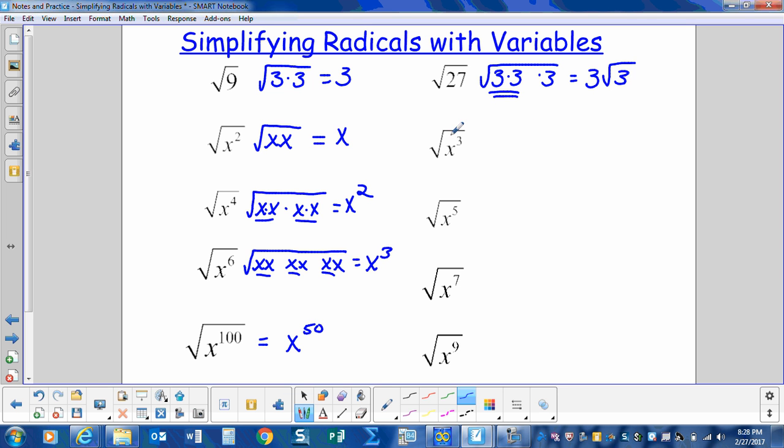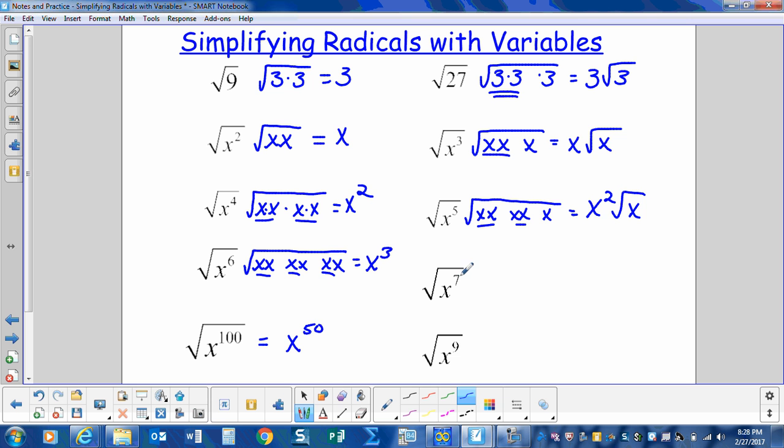So what happens with the square root of x cubed? The square root of x cubed is x times x times x. We have one pair with one left over. The square root of x to the fifth is x times x times x times x times x. We have two pairs with one left over.